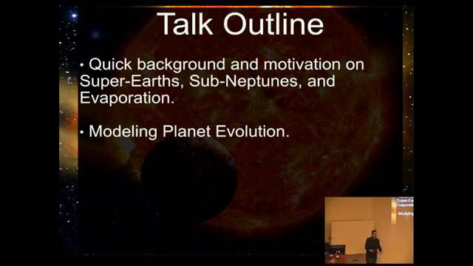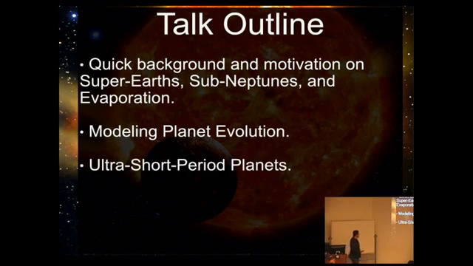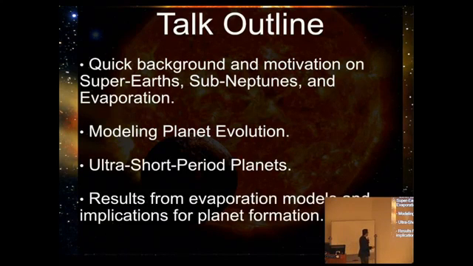Then I'll go a little bit into how we model planet evolution to take into account this physics. And then I'm going to focus in particular on what I think is a very interesting and useful population of planets, the ultra-short period planets. These are the newly discovered planets that have orbital periods of less than a day or so, and I think these planets are incredibly useful. And then finally, I'll describe quickly some results from some evaporation models I've run that I'm hopefully about to submit, and then discuss the implications for planet formation.